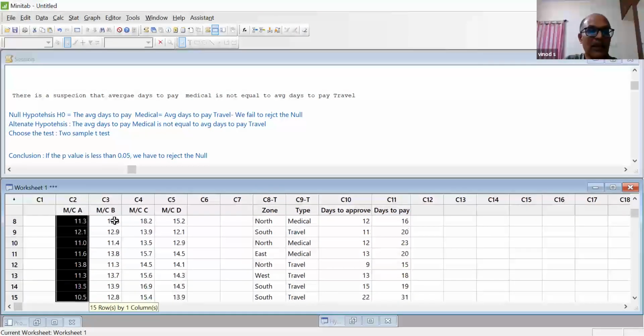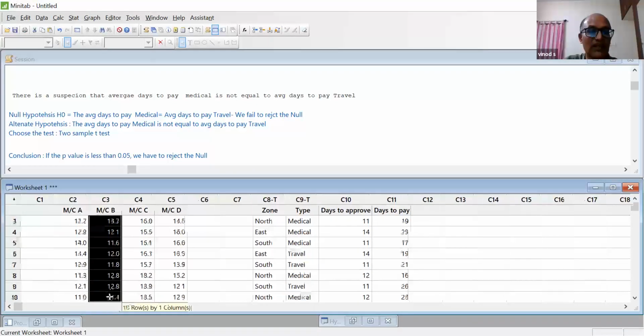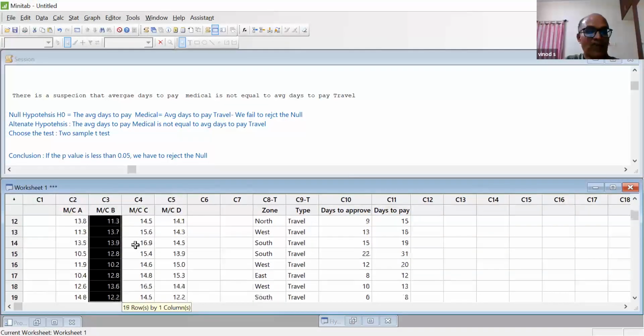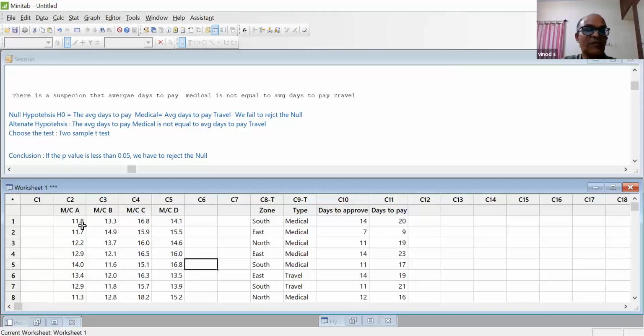Then machine B, when we take some samples, the readings have come here. Machine C and finally machine D, right? Now I want to test whether these machines are giving me the same output, the same CTQ, the same average value, produced by all the four machines, right? This I wanted to see.